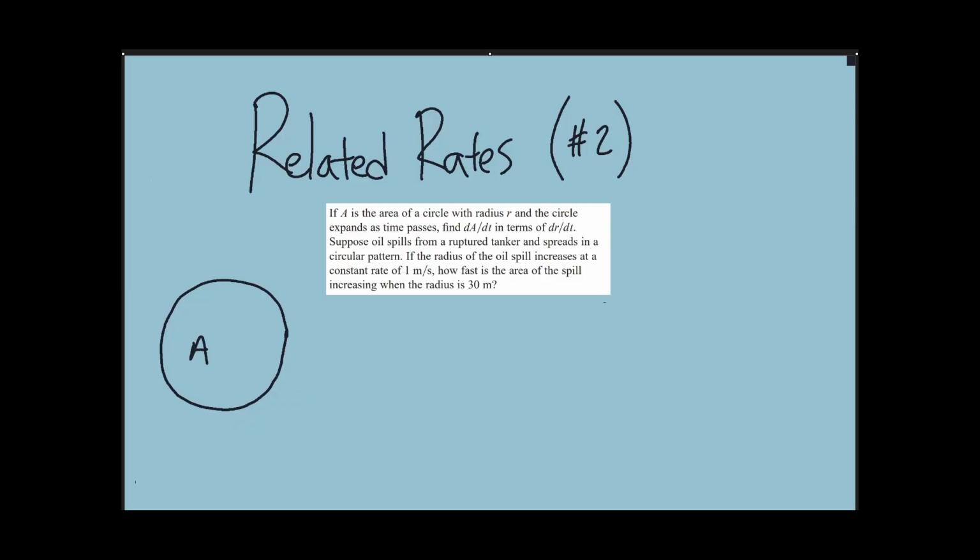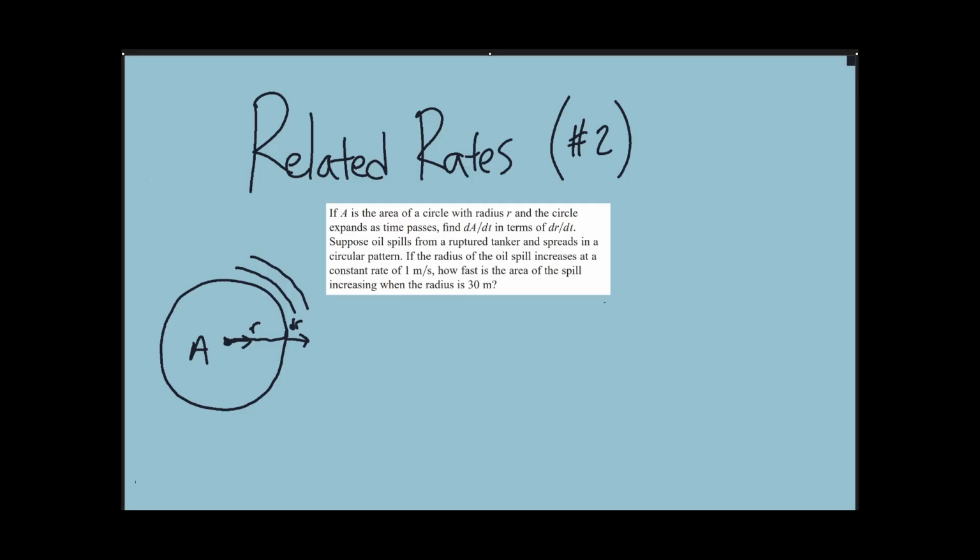It says suppose oil spills from a ruptured tanker. Here's our tanker. Oil is spreading. The radius is going to be our dR, and this is going to be our starting radius. So of course, as circles increase in size, their area increases different depending on how big it is, right? So we're going to need to know some specifics. Looks like they'll give it to us too.